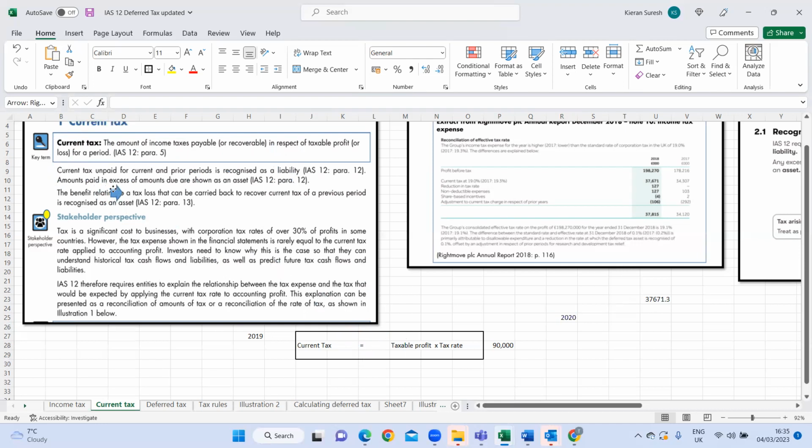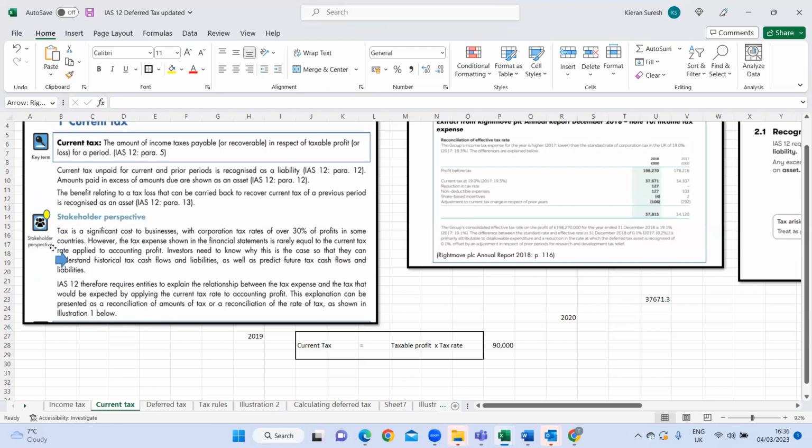On the other hand, if I suffered a tax loss, or if I'm having any tax reliefs, then that can be carried back to recover current tax of the previous period. We have done this in taxation: if we have any tax losses, those losses can be carried back to claim reliefs. Carry back for 1 year can be claimed, and then anything unrelieved can be carried forward until it gets fully claimed.